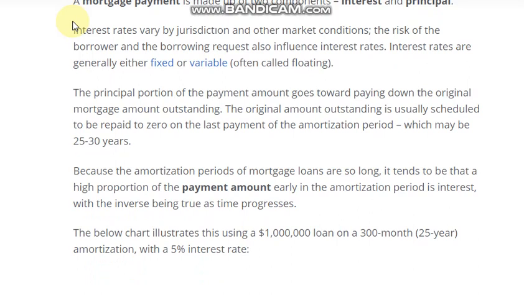Because the amortization periods of mortgage loans are so long, it tends to be that a high proportion of the payment amount early in the amortization period goes to interest, with the inverse being true as time progresses. The below chart illustrates this using a 10 lakh loan on a 300-month amortization with a 5% interest rate.